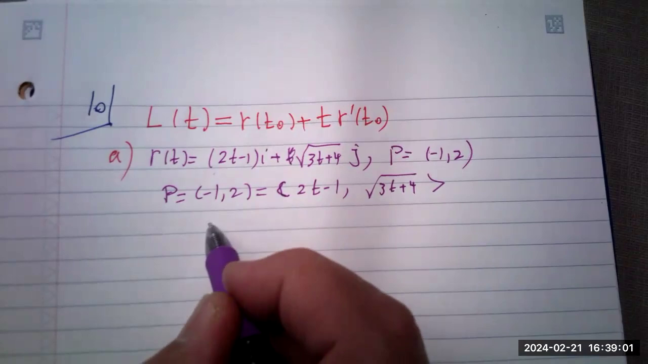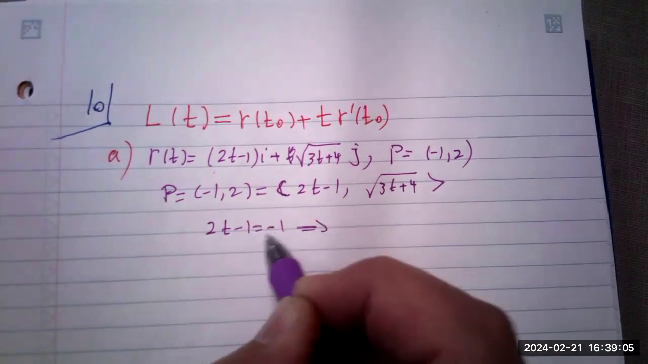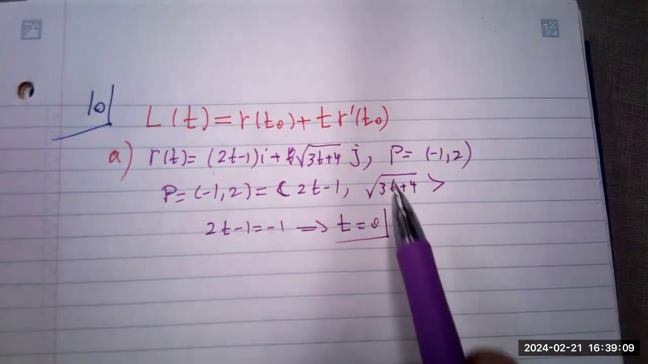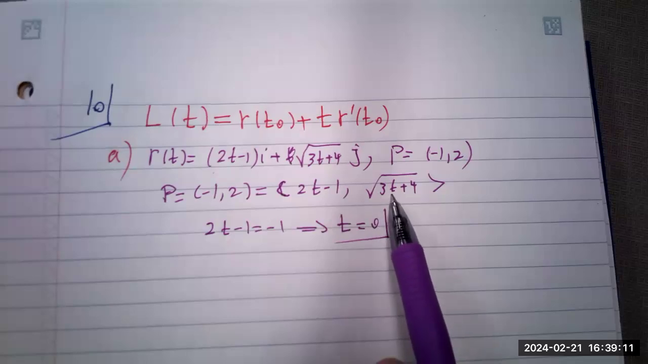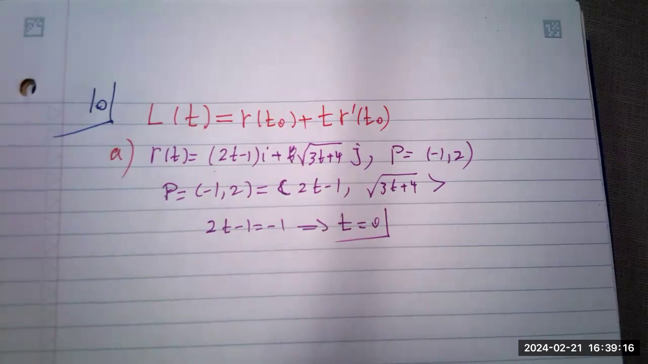Or you can find what 2t minus 1 would be, -1. So in that case, t would be 0. You check in the second one to make sure it's true. With t equal to 0, radical 4 would be 2. Okay, so there you are.